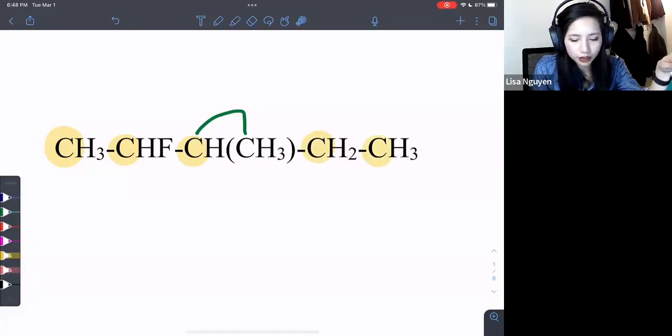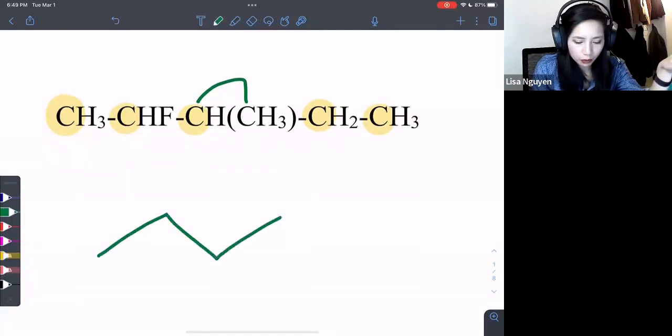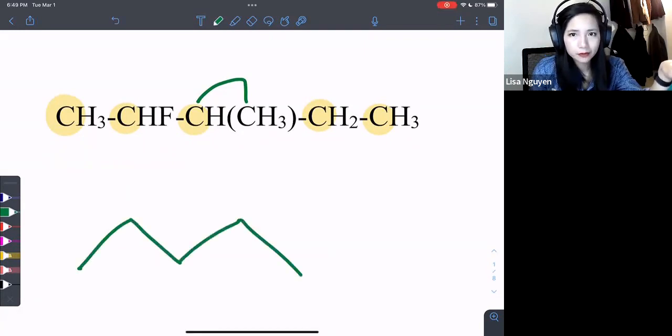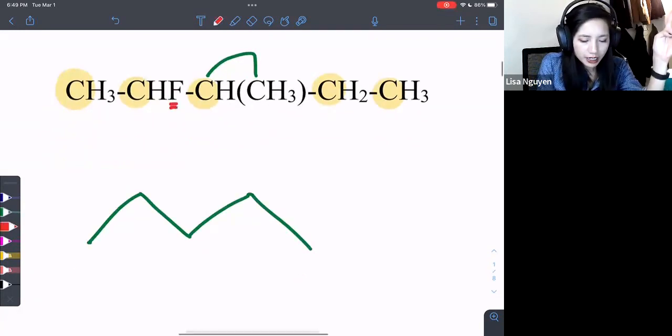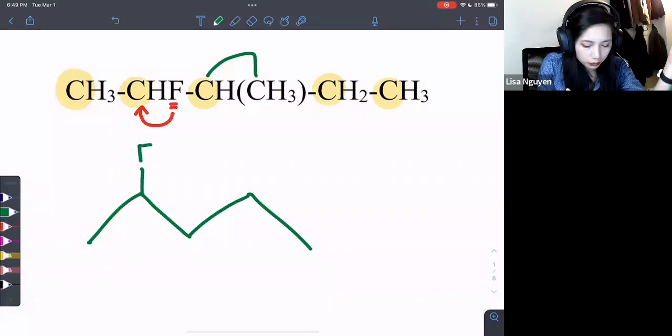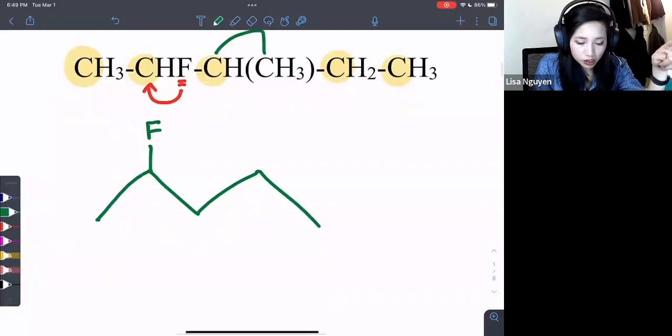So we have 1, 2, 3, 4, 5 carbons in a line. So you can draw that 1, 2, 3, 4, 5. So 5 carbons in a chain. So let's draw out the other substituents that we haven't identified yet. We have a fluorine and it is attached to carbon 2. So I will draw that. We have carbon, fluorine, carbon 2. Then here, we have a carbon and then there's a CH3 attached to it. So a methyl group. And so it's coming off of carbon 3.